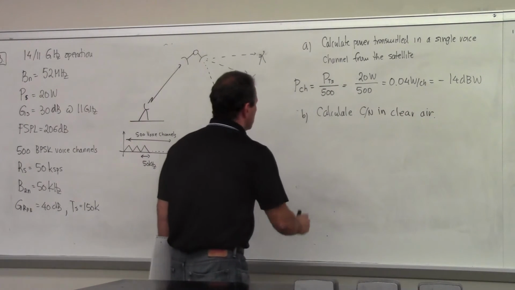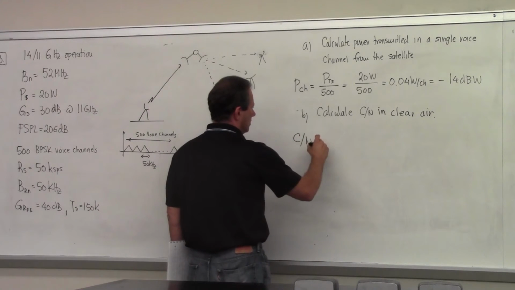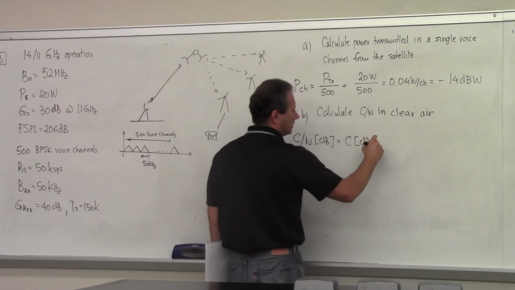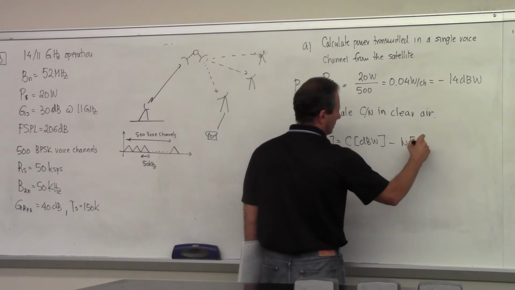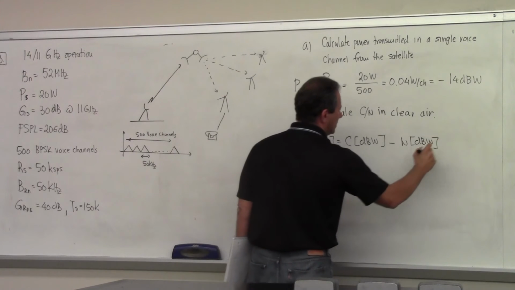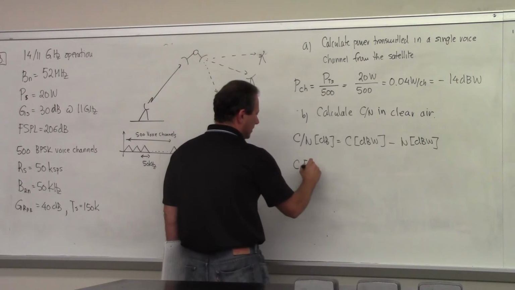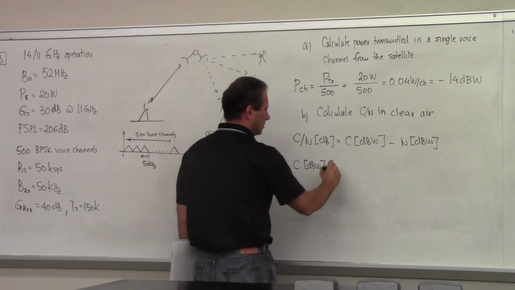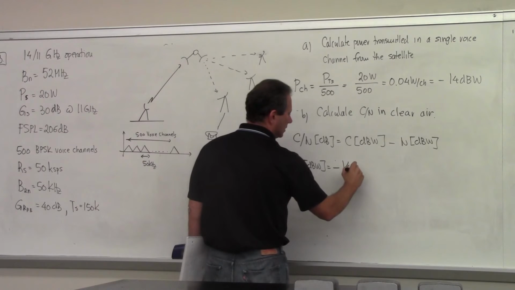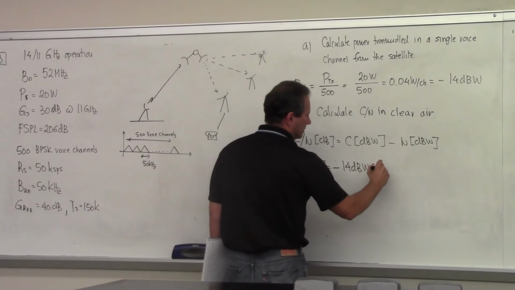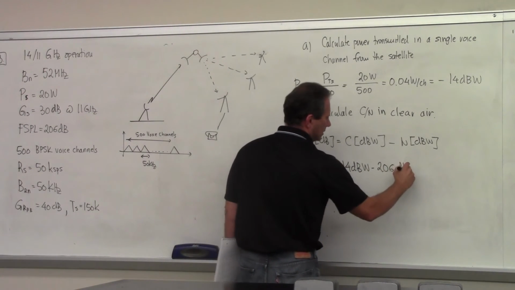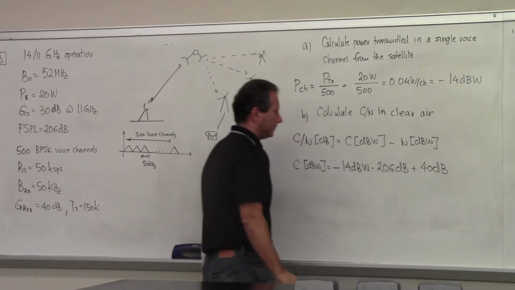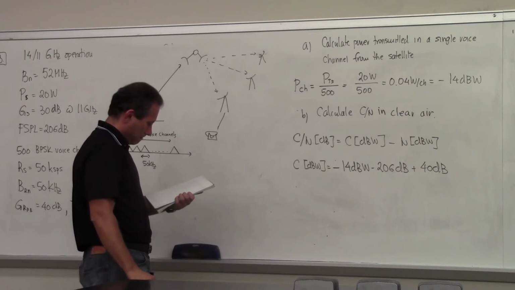Well, C to N in dB is going to be C in dBW minus N in dBW. What is C? C in dBW becomes your power transmitted, so it's going to be minus 14 dBW minus the free space path loss, which is 206 dB, and plus 40 dB of the antenna gain. Right?